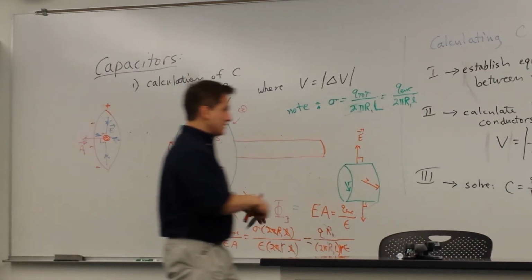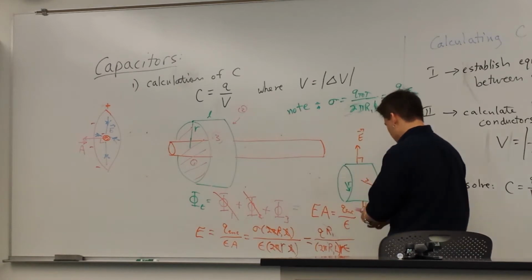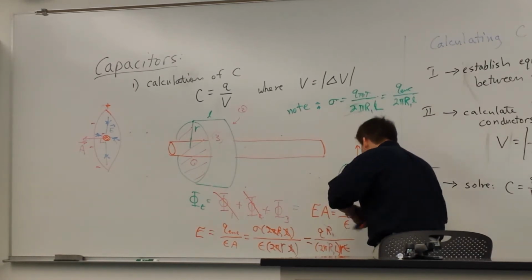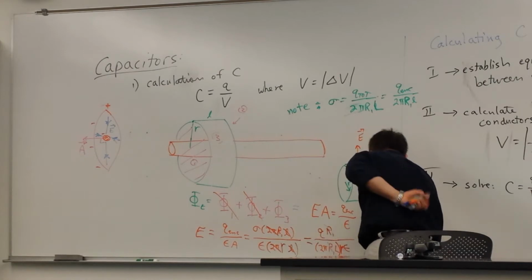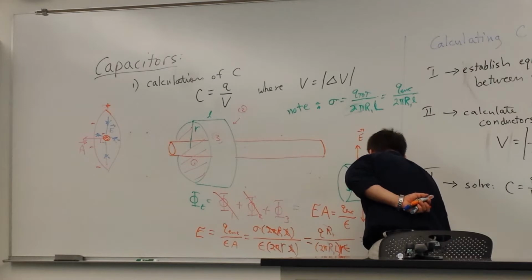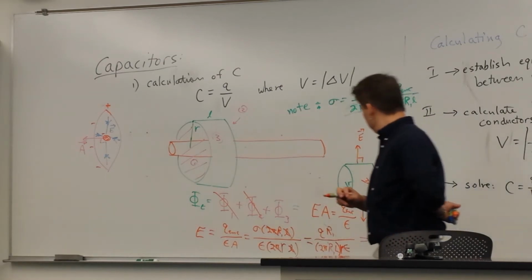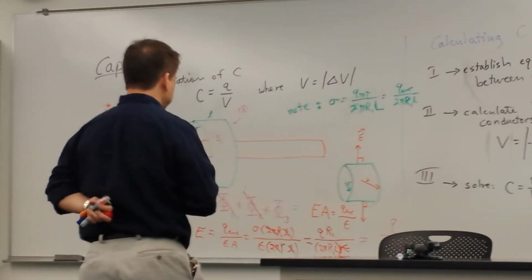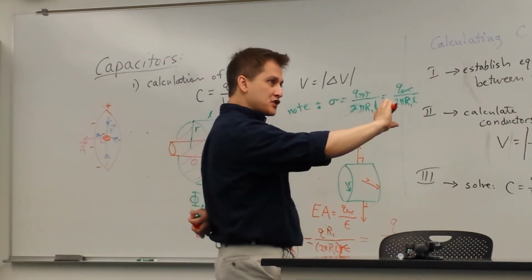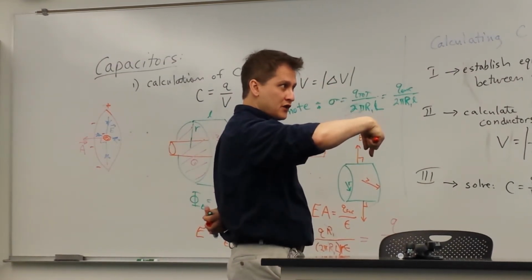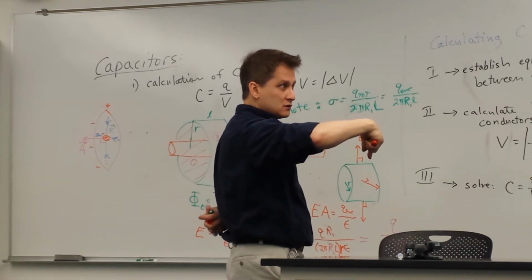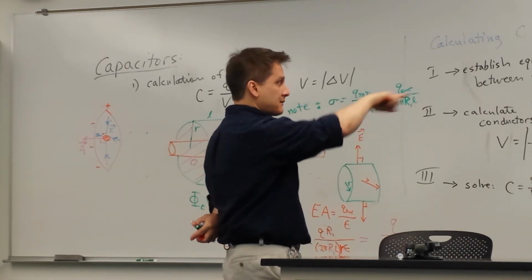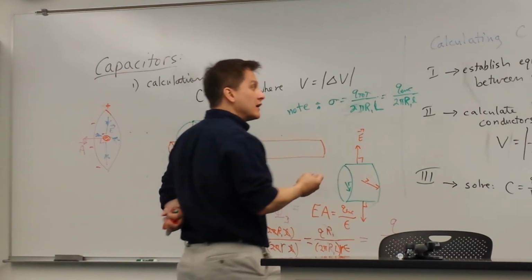So I will go ahead and summarize this. We're left with Q over 2 pi L epsilon R. And if Q is negative in the center, it's an inward electric field. If Q is positive in the center, it's an outward electric field. So the direction will depend on Q, but since I'm going to divide Q out, all I care about is the magnitude anyway.